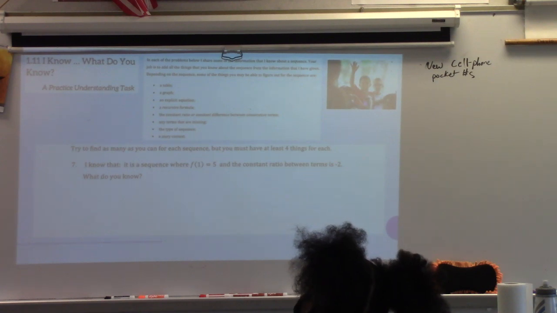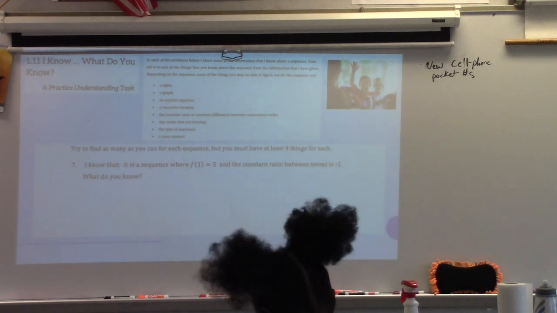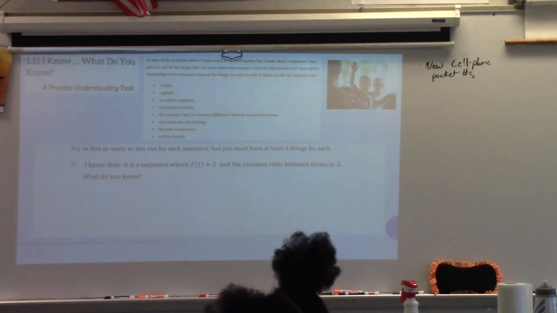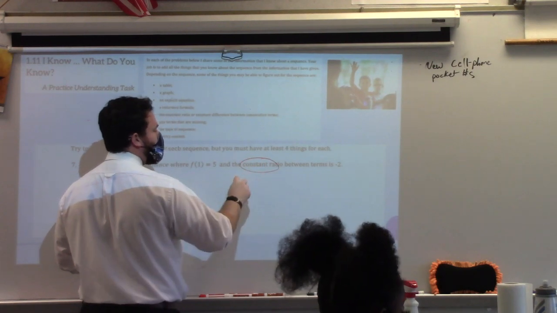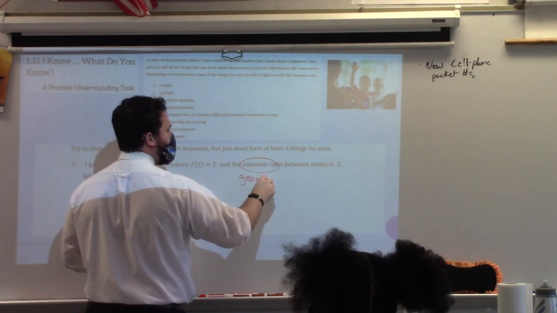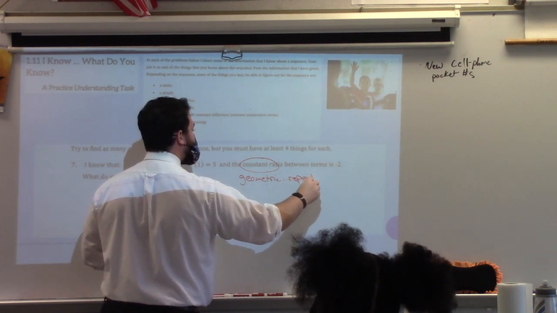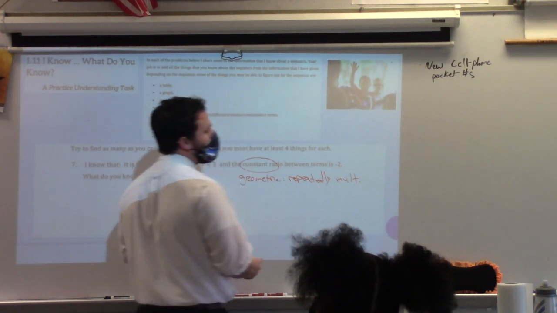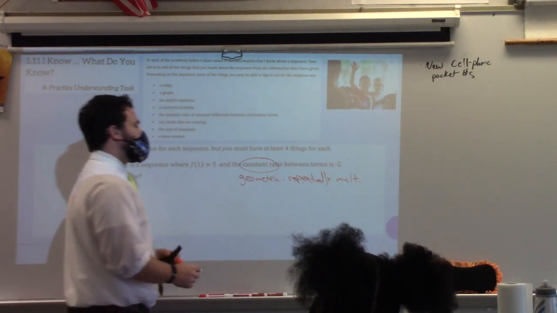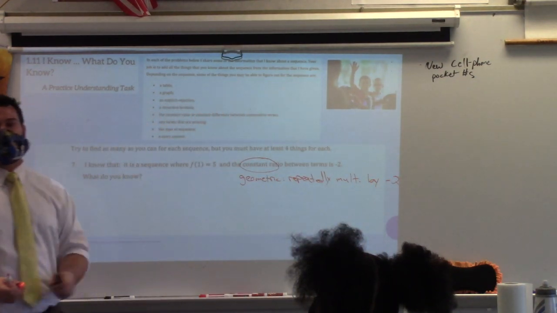What are some initial things that we should notice about number 7? Based on the wording that is there, what should we automatically be like, hey, I know this? Ratio. Constant ratio, why is that important? Because that tells me it's geometric, because we are repeatedly what? Multiplying by... Okay, but what are we multiplying by? By -2. Right? Notice we have a rate of change. We also have a starting point.